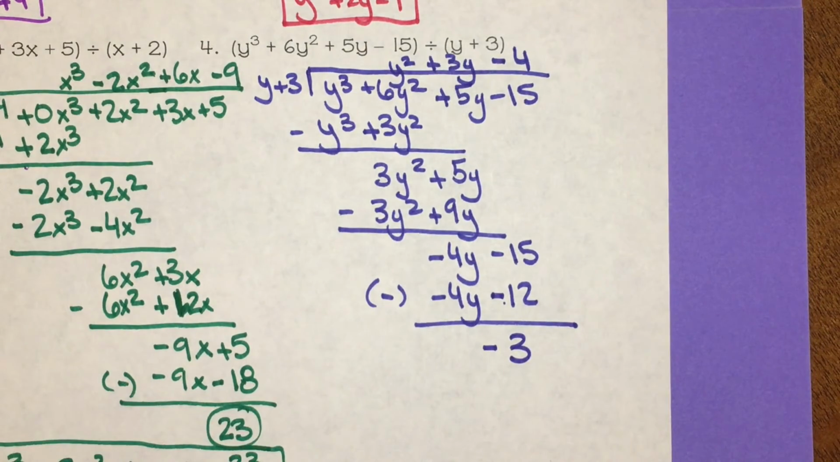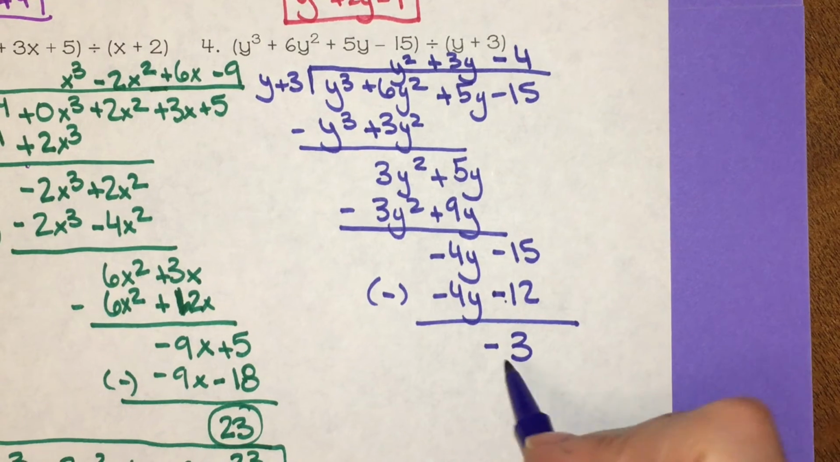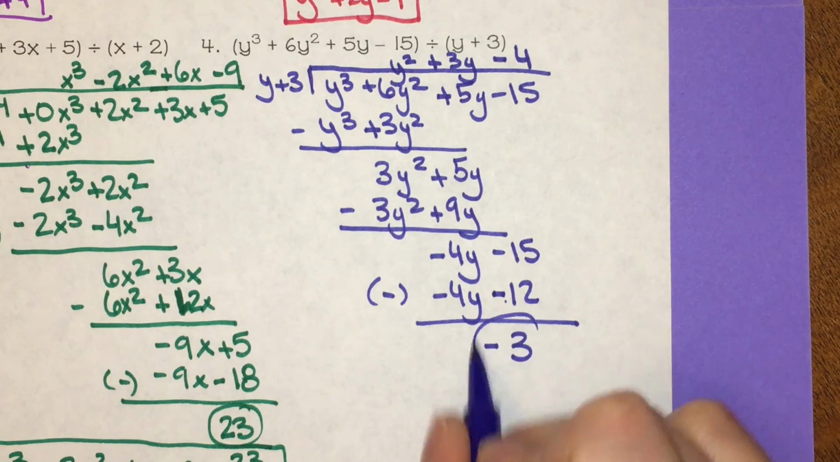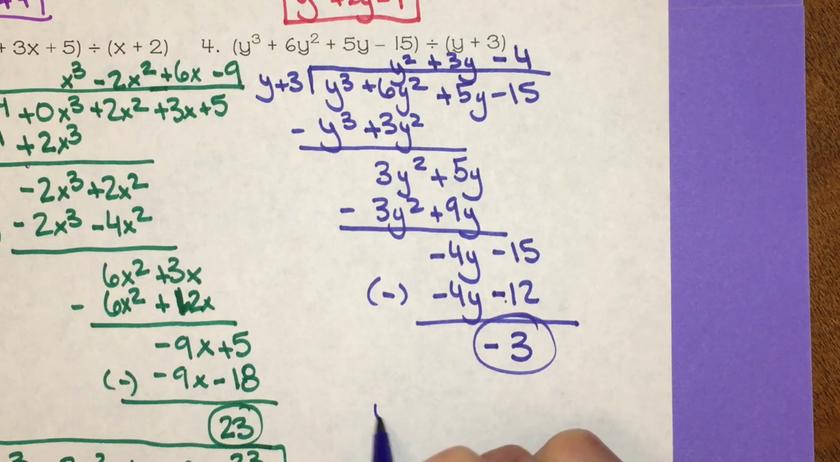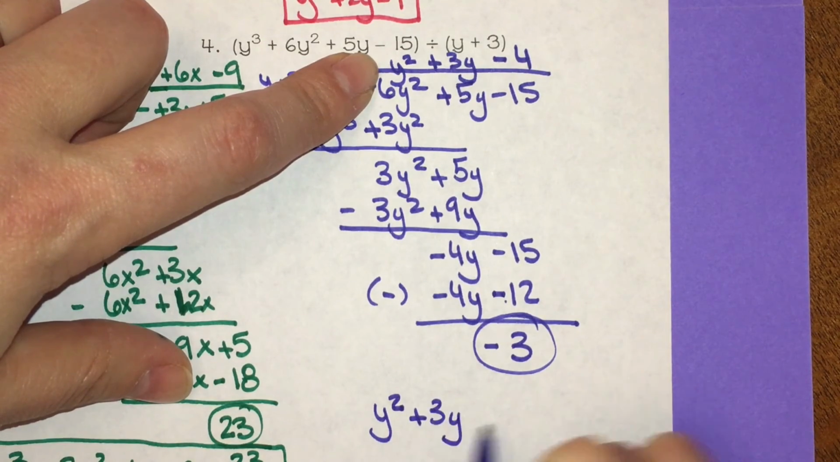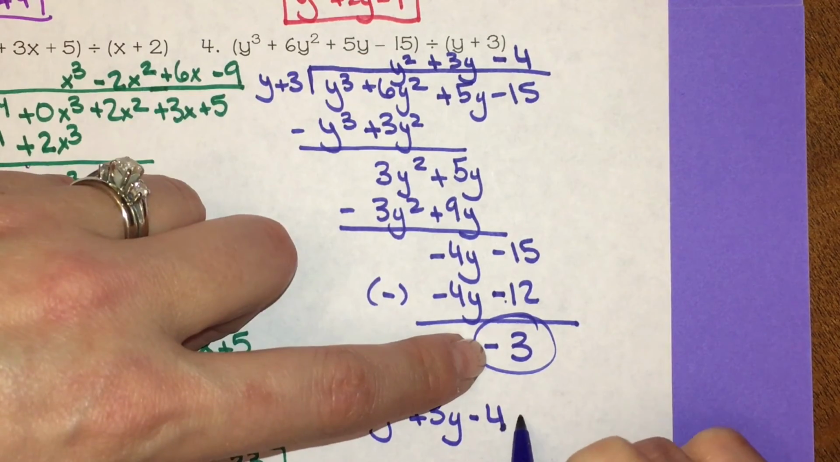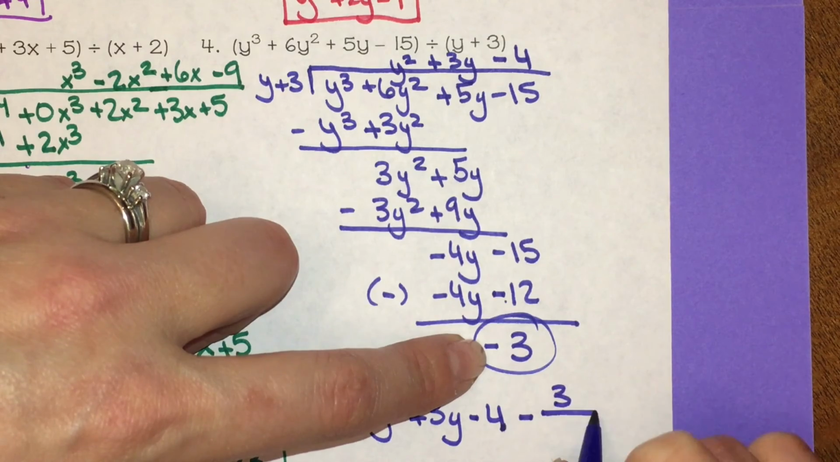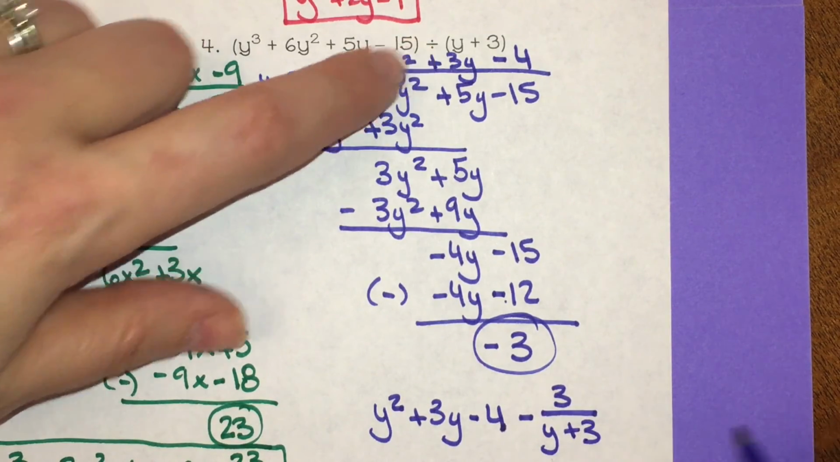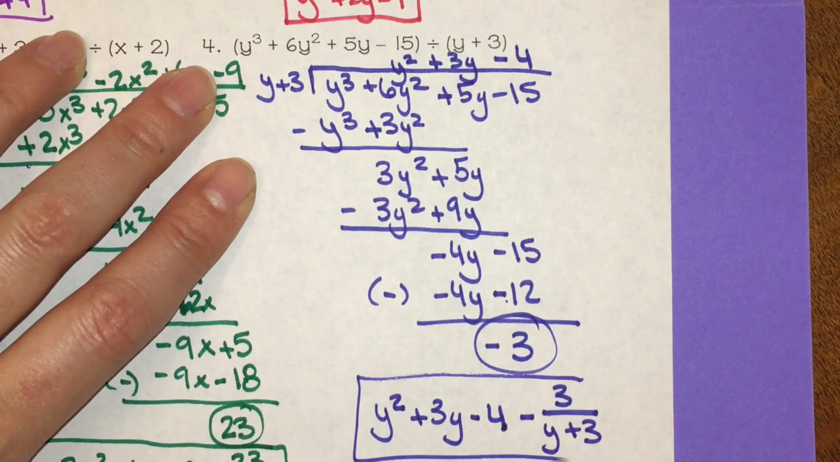So usually you do plus the remainder, but because this is a negative remainder, we're actually going to subtract it. So we have y squared plus 3y minus 4 minus, because it's negative, a remainder of 3 over what we divided by, y plus 3. And that is our answer.